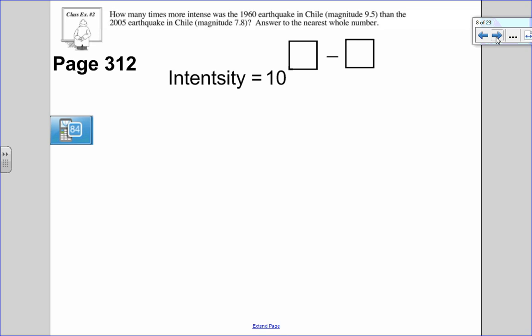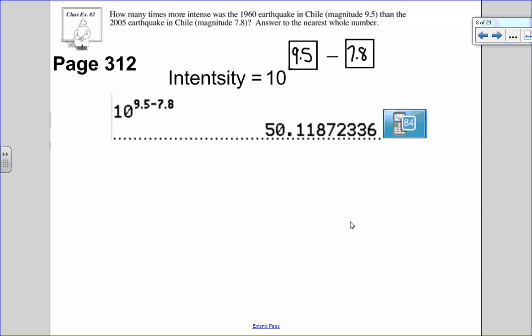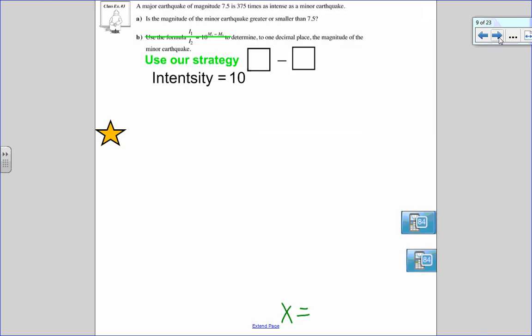How many times more intense was the 1960 earthquake in Chile measuring 9.5 than the 2005 earthquake in Chile measuring magnitude 7.8? So the 9.5 one is bigger, so my intensity is going to be more intense. To figure out how many times more intense, I just subtract the magnitudes. Do that, and it's about 50 times more intense. Okay, let's try another one.